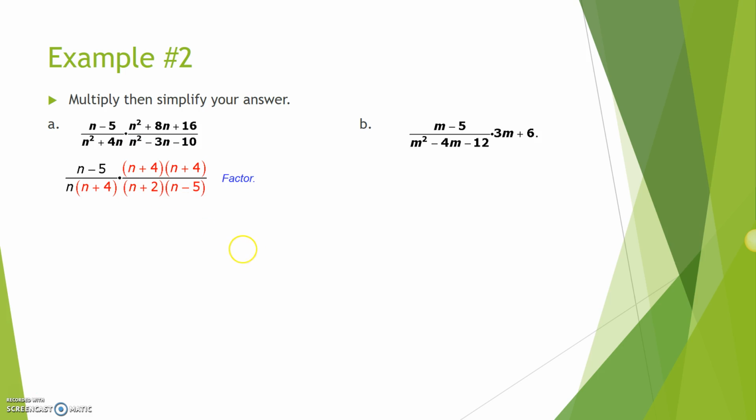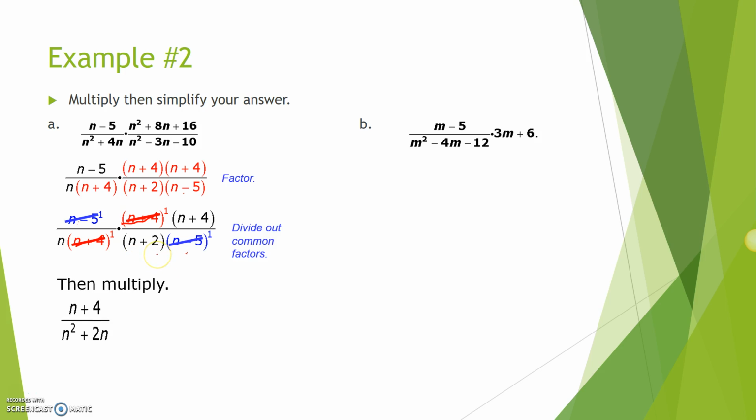So we factor first. Then what we're going to do is divide out common factors. So what are common factors? For instance, you have n plus 4 and n plus 4, so those would cancel here. N minus 5 and n minus 5, we would cancel those out. And then you rewrite what's left, which is going to be n plus 4 for the numerator, and the denominator is going to be n(n plus 2). And so this is my answer. So we multiply and get (n plus 4) over (n squared plus 2n), and that'll be my final answer.